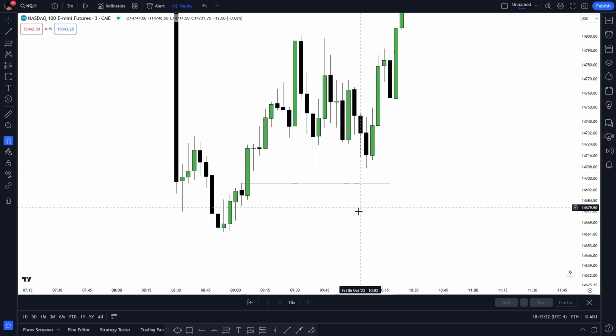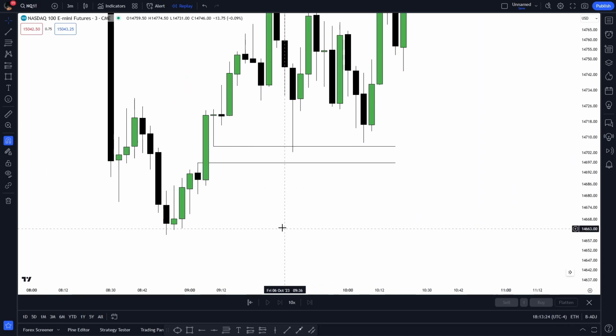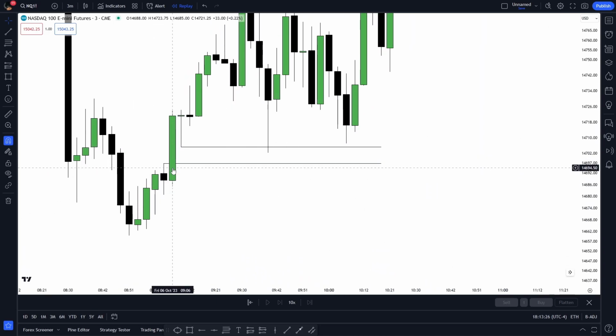So this was a bullish fair value gap example, again, because the highest point of this candle and the lowest point of this candle are not overlapping. I can draw a fine line here and a fine line here, and that space in between would be your fair value gap or your inefficiency.